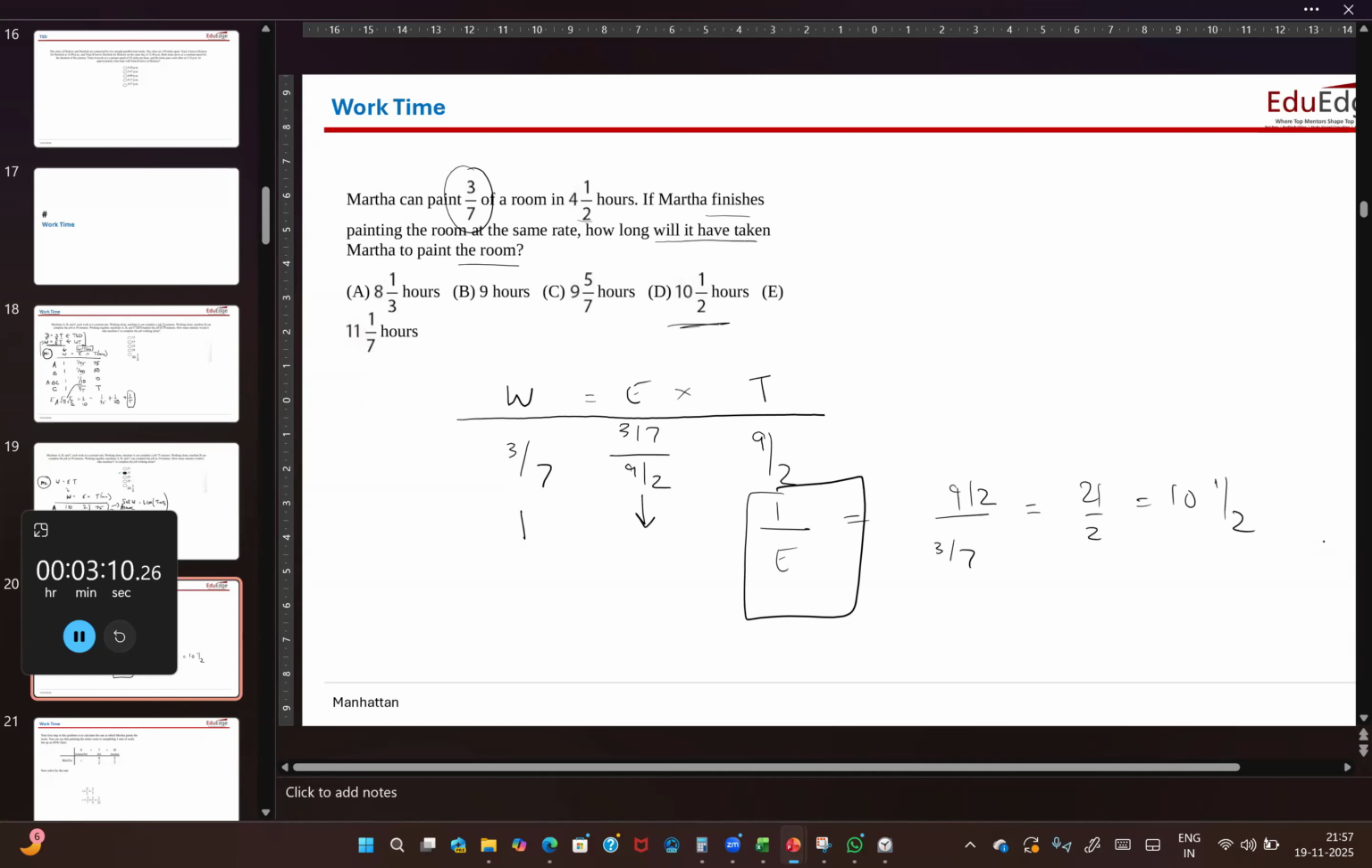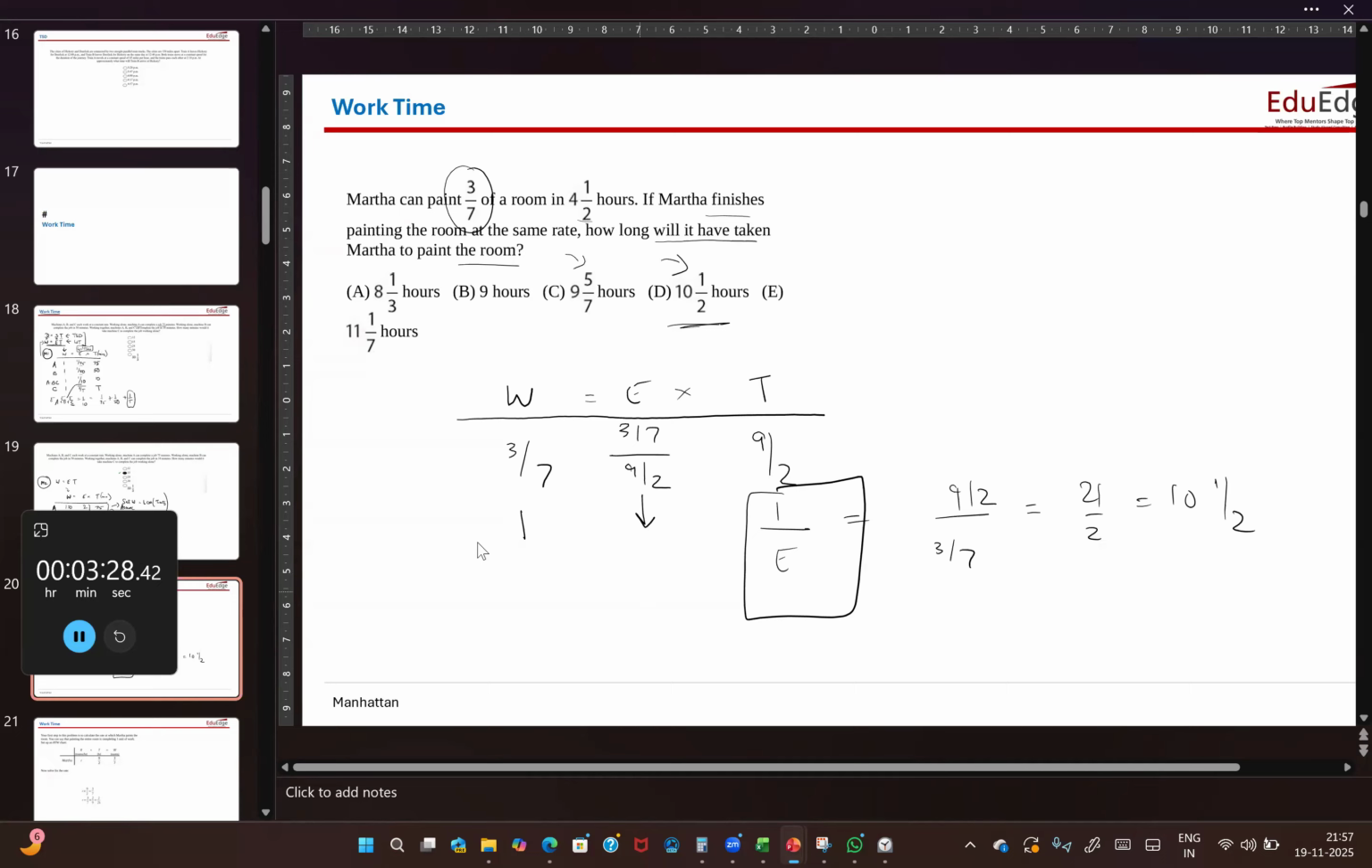Correct. I think I took it as 4.5. That's why it went wrong. Maybe. So if we have fractions here or improper fractions, then we don't convert into decimals.